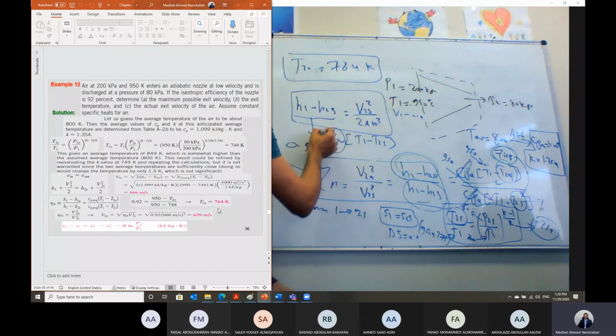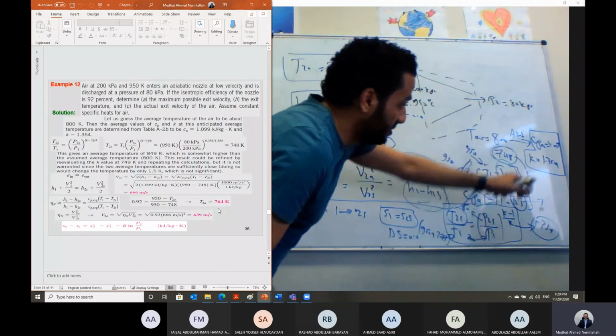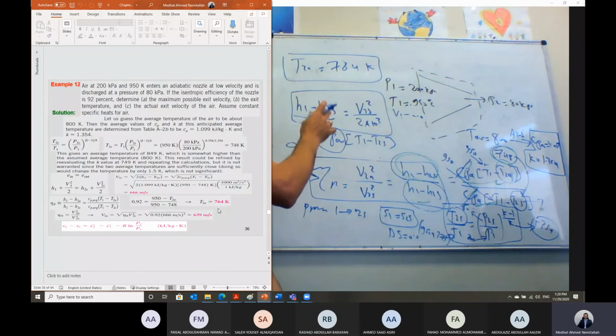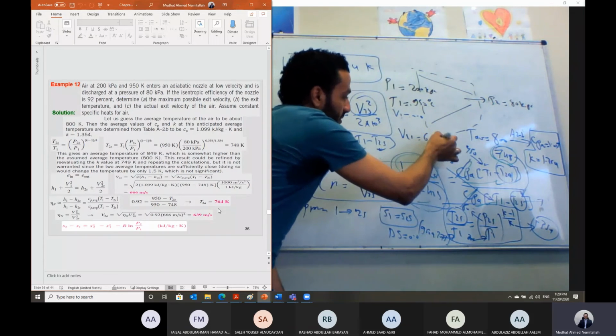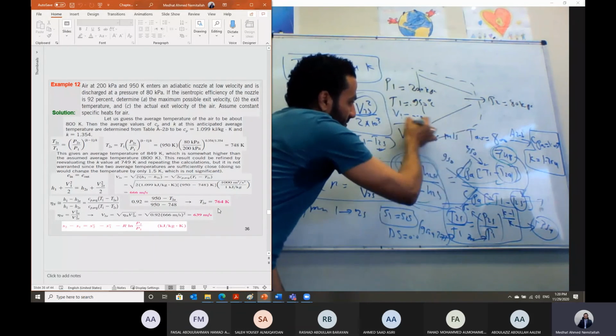Cp average, we got this at the average temperature from table A-2b, or the given temperature in this case. We have T1 and you have calculated T2s, then we can get this value, 1.099. We have those values, then we can solve for V2s, which is the maximum exit velocity. V2s will equal 666 meters per second.